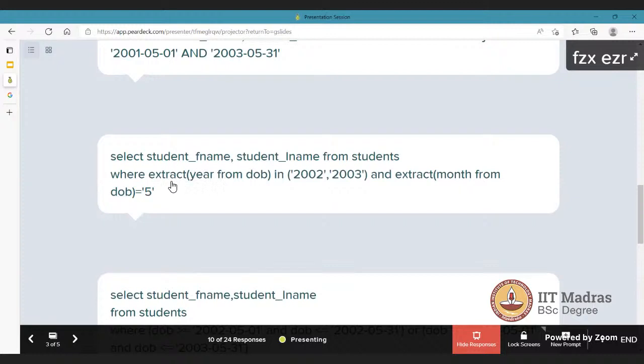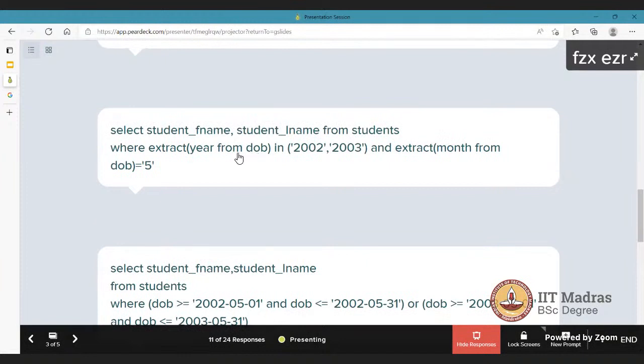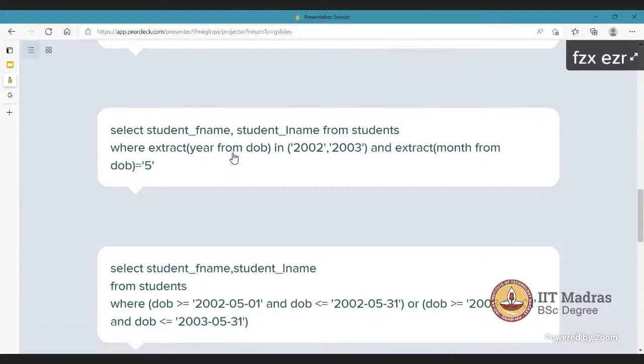Extract. Pradeep, can you comment on this one? No, I have to check this particular one. Who wrote this particular one? Have you checked this? Yes, sir. It actually works in PG admin. I have checked it. Then it is fine.